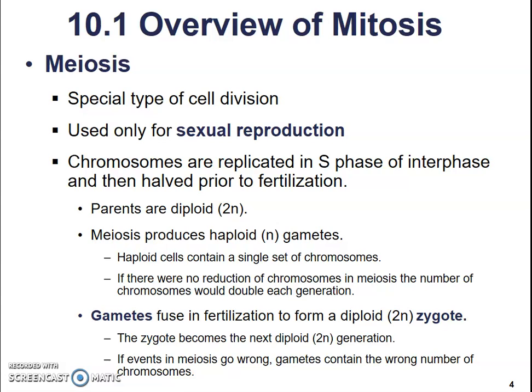Gametes, the sex cells, fuse in fertilization to form a diploid zygote, where you get 1 complete set from mom and 1 complete set from dad, and they fuse together to make the zygote that has the proper number of chromosomes. The zygote becomes the next diploid generation. If events in meiosis go wrong, then the offspring, the zygote, could have the wrong number of chromosomes. In the last section, we're going to talk about what happens if the organism does make it to birth. What traits are they going to have? So just sit tight. We'll get there eventually, guys.